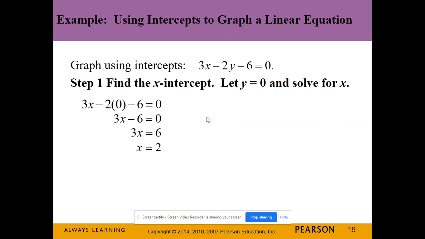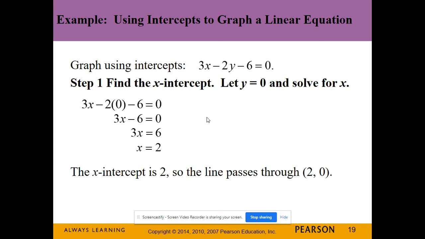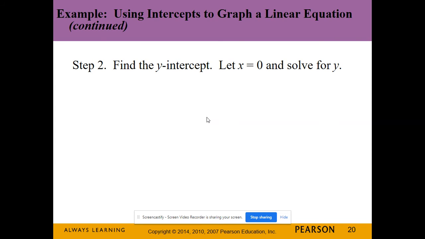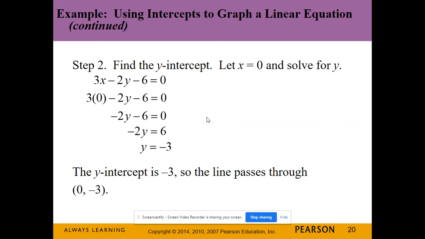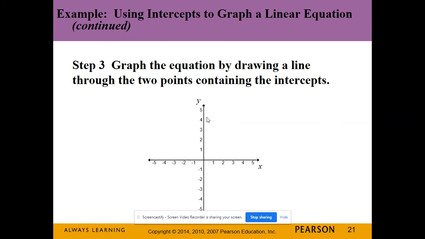We're now going to do the exact same thing for the y-intercept. We're going to let x equal 0. Again, that essentially means the x is now gone. So now you've got negative 2y minus 6 equals 0. You're going to add the 6. You're going to divide by the negative 2, and you get y is equal to negative 3. So now you've got a y-intercept of negative 3. Now we're going to plot both those points. The x-intercept of 2, the y-intercept of negative 3, and we can draw our line through it.